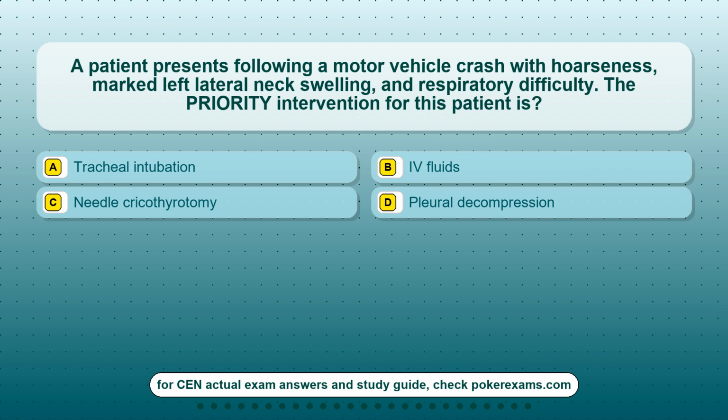Question 22. A patient presents following a motor vehicle crash with hoarseness, marked left lateral neck swelling, and respiratory difficulty. The priority intervention for this patient is Option A, tracheal intubation. Option B, IV fluids. Option C, needle cricothyrotomy. Option D, pleural decompression.